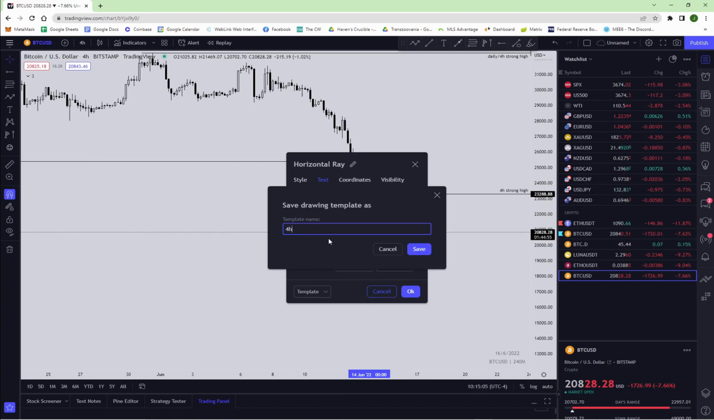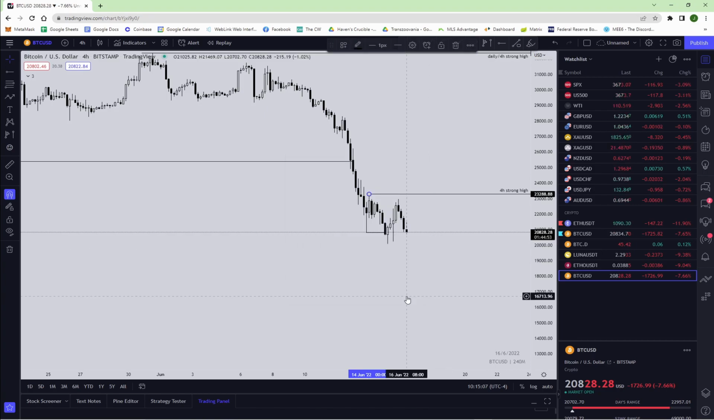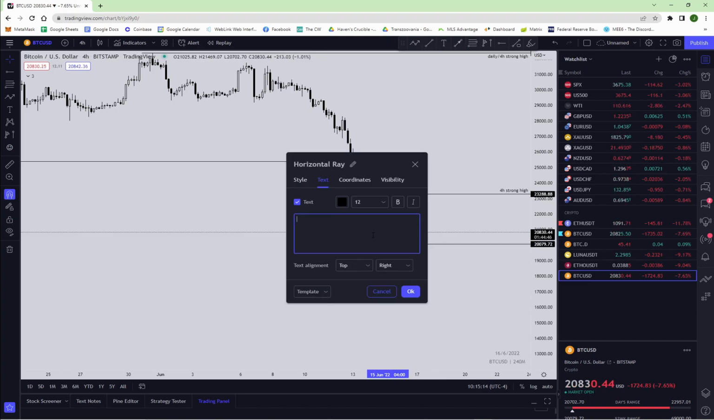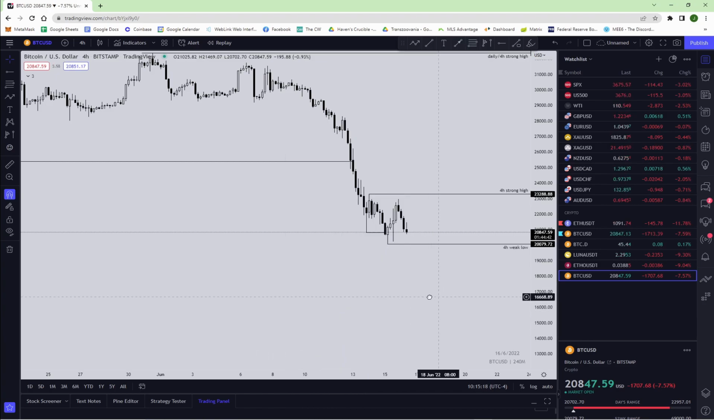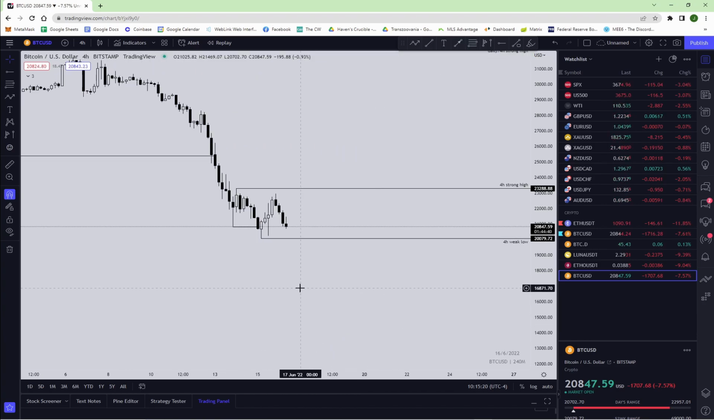Save. Problem. And we have a 4 hour weak low right here, because this is our pullback. Right here, 4 hour weak low. So now when we're looking at the 4 hour chart, it appears as though we've already had our test on the strong high, and we're working down to break this low. So we very well could continue down here.